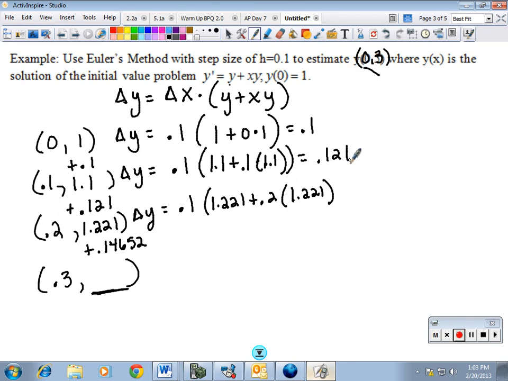Go ahead and give you these values up here too. This was 0.121, and this is 0.14652. You add these two together, and you get 1.36752, and that's my answer. I just used Euler's method with step size 0.1 to estimate y of 0.3, where y of x is the solution of the initial value problem. Done. Let's do another one.